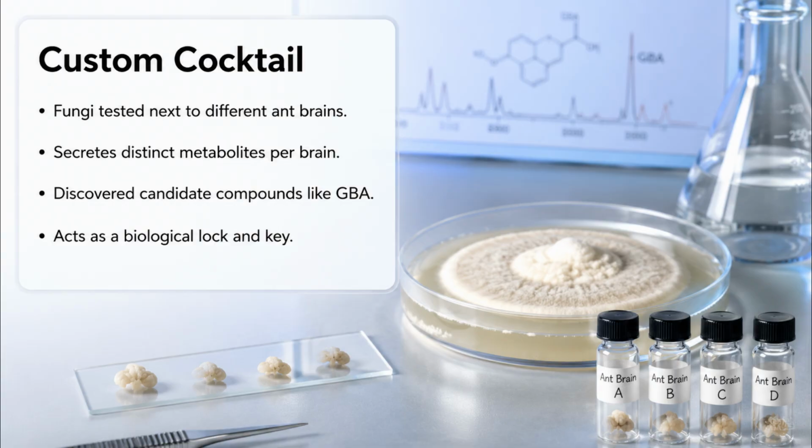Why is that? Because the fungus literally senses whose brain it's touching. Researchers actually grew the fungus in a petri dish right alongside the brains of different ant species. And they discovered the fungus secretes a completely different array of chemicals depending on which species' brain it's near. When it's next to its proper host, it releases specific compounds like guanobutyric acid and sphingosine. It acts as a perfect biological lock-and-key mechanism. The mind control cocktail is custom brewed for one specific brain.